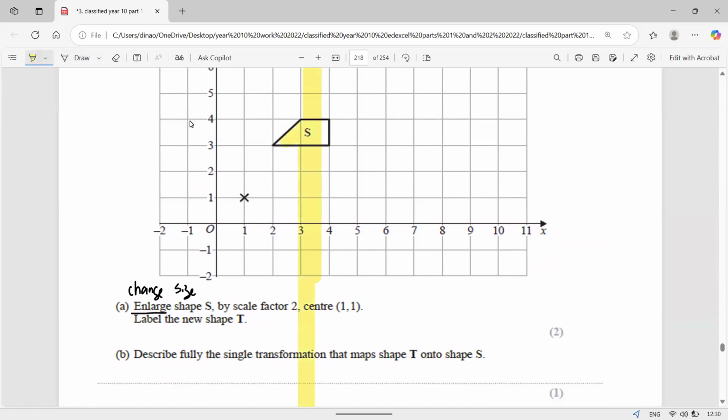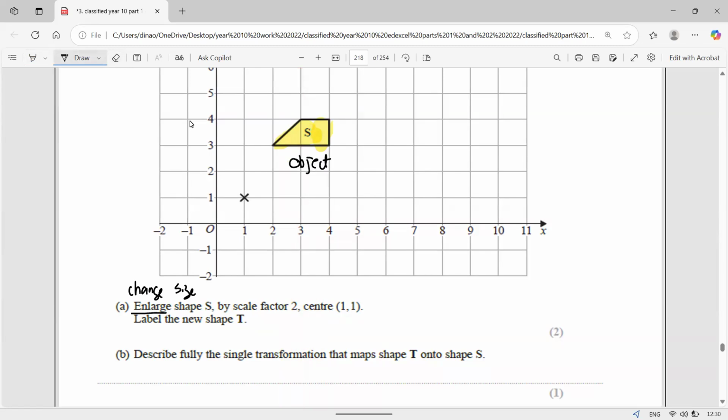Now, please remember that the original shape that we have in the question, or the shape drawn in the question, is usually the object. We have to differentiate between the object and the image. So this is the object, the original shape that we have in the question. You want me to change the size of the yellow shape. Do you want me to make it bigger? Do you want me to make it smaller?